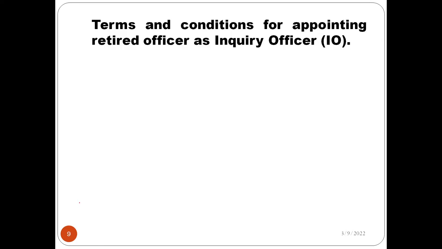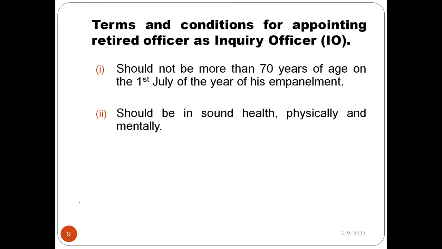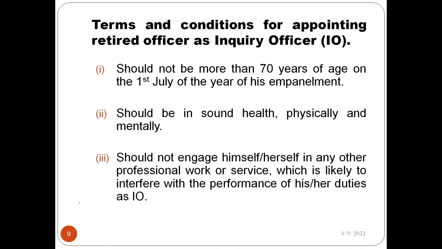Terms and conditions for appointing a retired officer as IO: he should not be more than 70 years of age on 1st July of the year of his empanelment, should be in sound health physically and mentally, and should not engage himself or herself in any other professional work or service which is likely to interfere with the performance of his or her duties as IO.